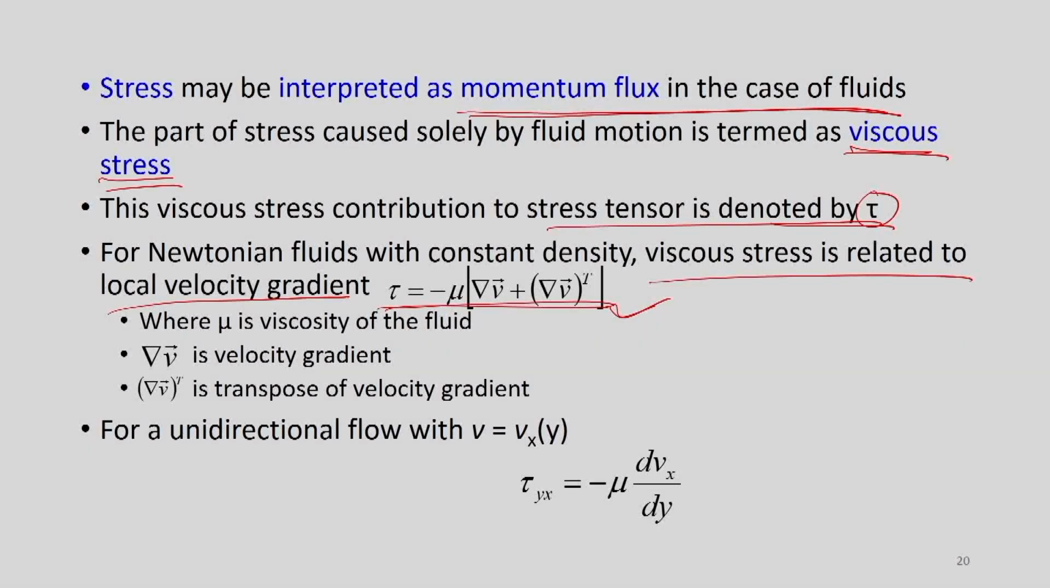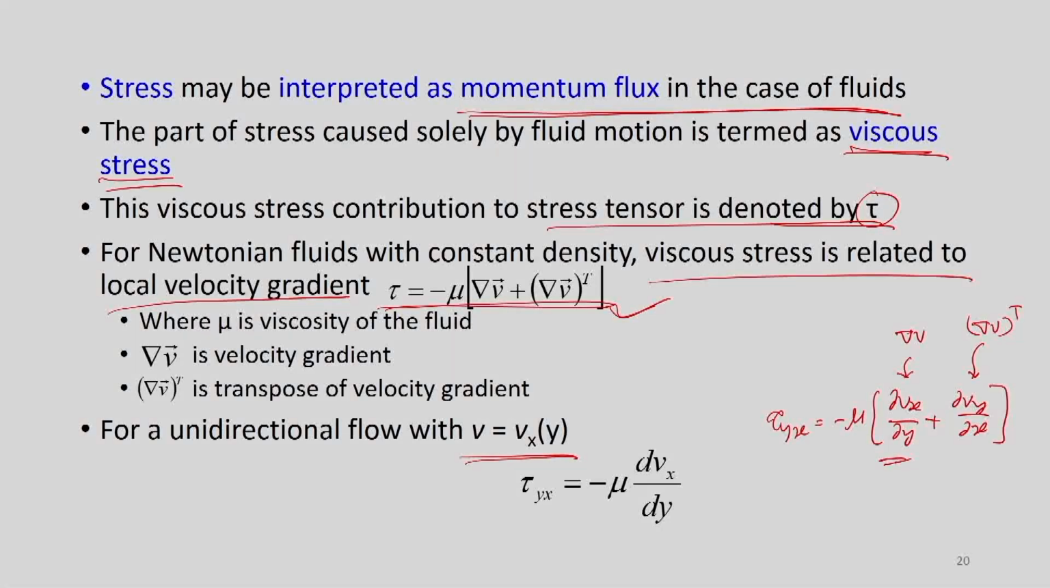Now, for a unidirectional flow with only an x velocity existing, which is varying in the y direction, tau yx you can write as minus mu times dou vx by dou y plus dou vy by dou x. So, this is del v and this is del v transpose. Now, only one component vx, unidirectional flow, we have taken.